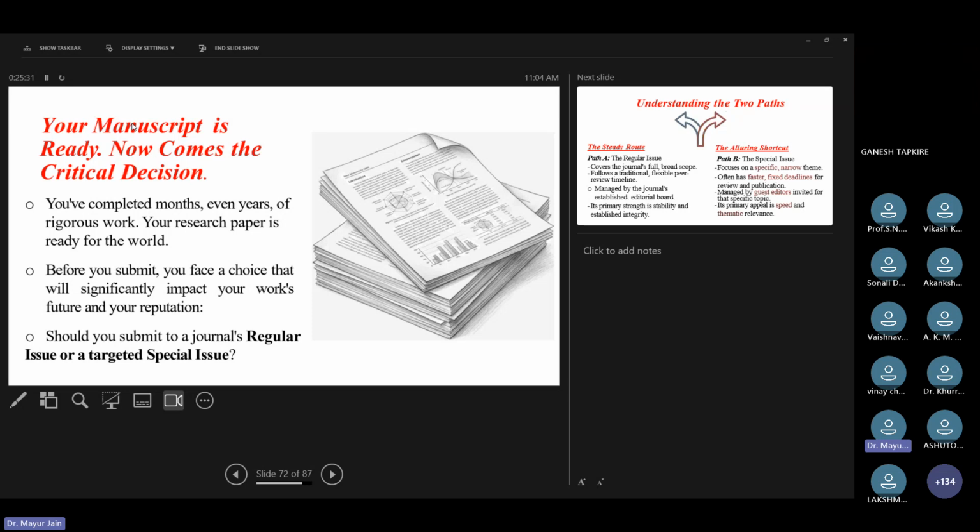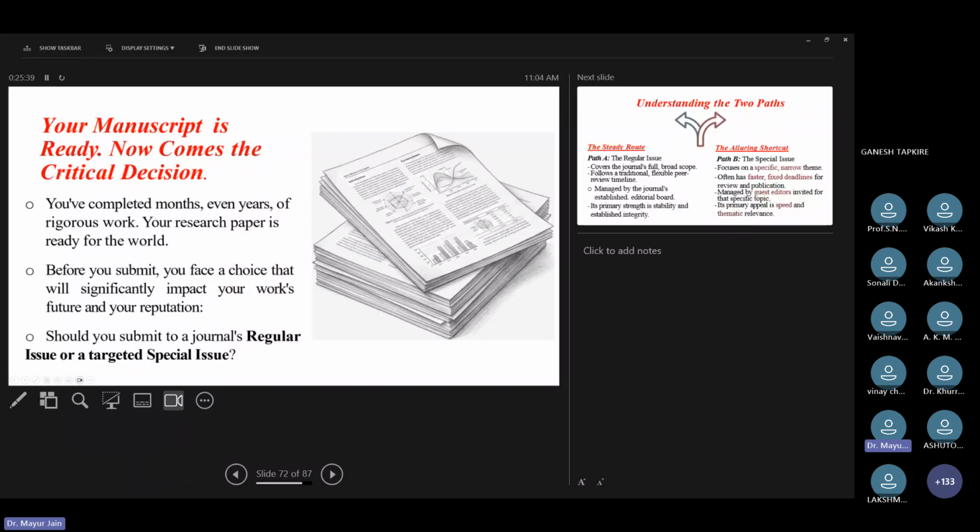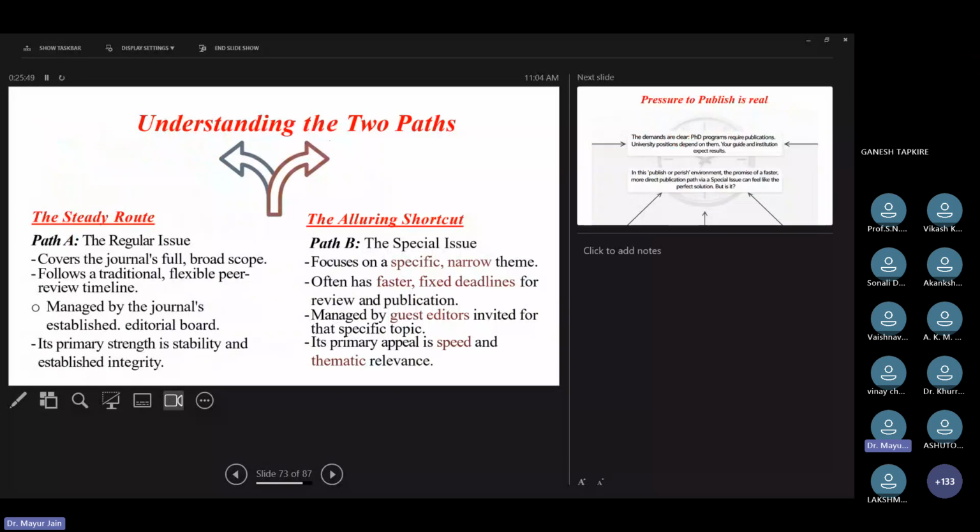right? But then there is always a question that comes in front of you, whether it has to be submitted in a regular issue or in a targeted special issue, right? I think this is a very common thing nowadays. For fast publication, you'll always go for a special issue, right? Because it has certain deadlines, timelines, right?